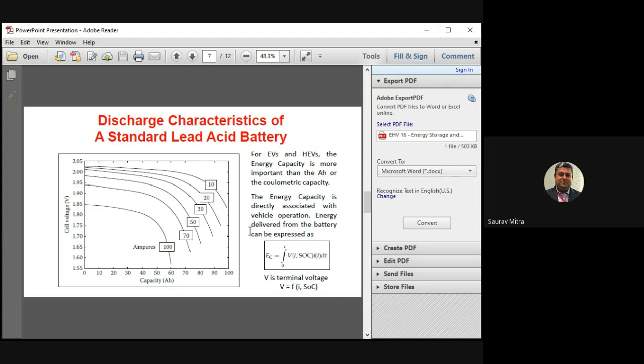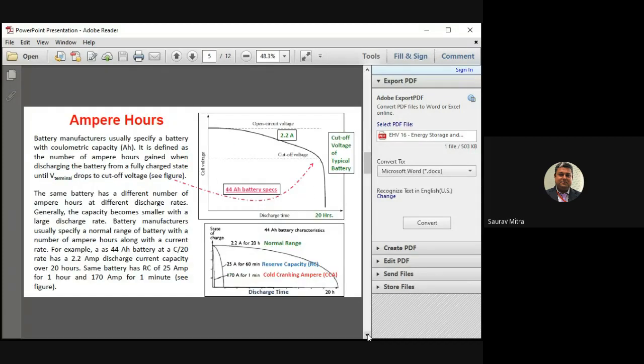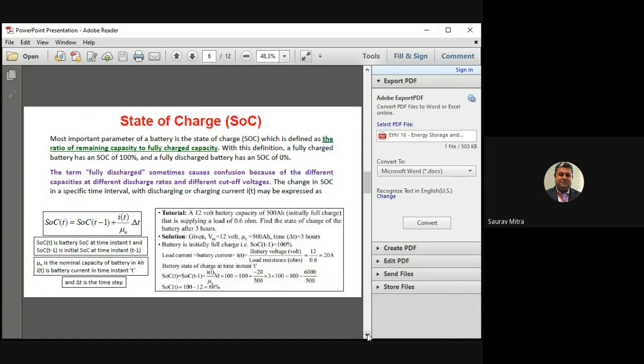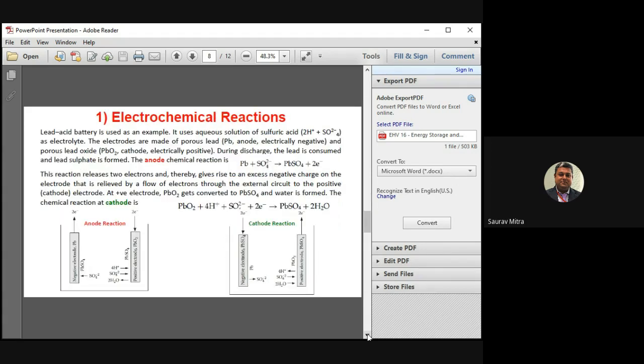So these 2 or 3 slides are very important. That is, this ampere hour characteristic, this state of charge, and this discharge characteristic of a standard lead acid battery. So give time to understand everything. If you want a discussion, we can have another in the class. These slides I'm not going to ask in the exam, but there are some equations.